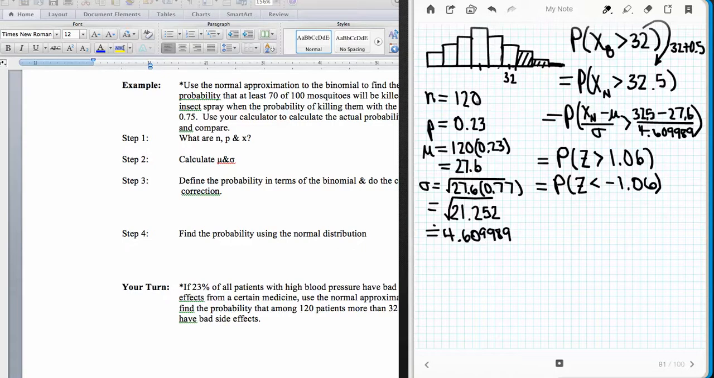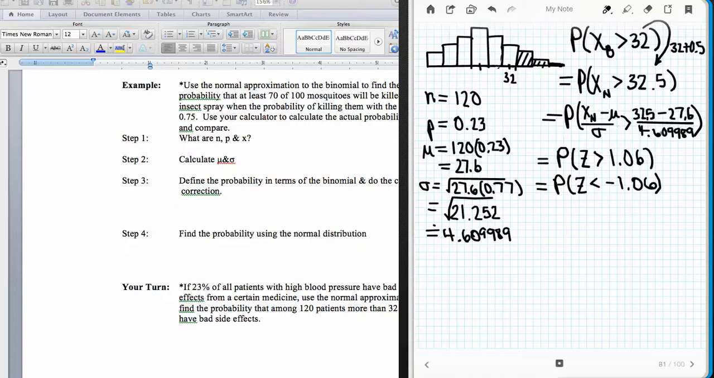Now our sample size is the 120. Our probability of a success is 0.23, the percentage of patients with high blood pressure that have bad side effects. The mean that we'll use for a normally distributed random variable will be equivalent to n times p, that's 27.6. And the standard deviation that we will be using will be the root of n times p times q, which is approximately 4.609989. So I've gone through and I've computed that.